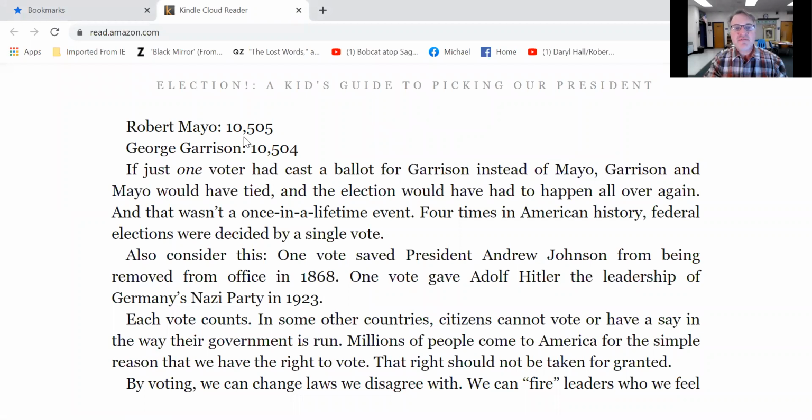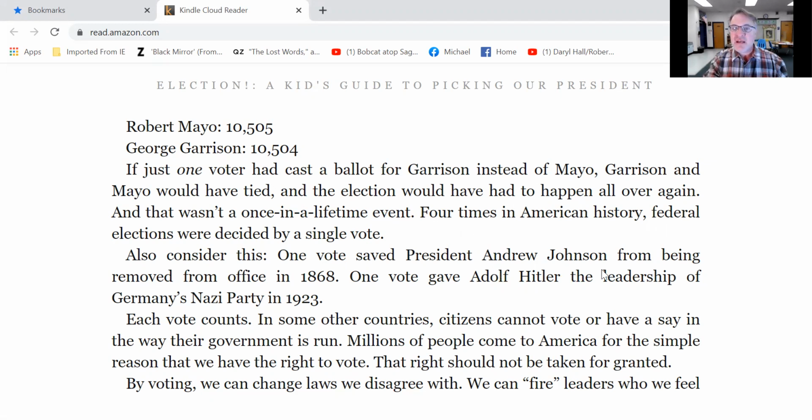Robert Mayo, 10,505 votes. George Garrison, 10,504 votes. If just one voter had cast a ballot for Garrison instead of Mayo, Garrison and Mayo would have been tied and the election would have had to happen all over again. And that wasn't a once-in-a-lifetime event. Four times in American history, federal elections were decided by one single vote.